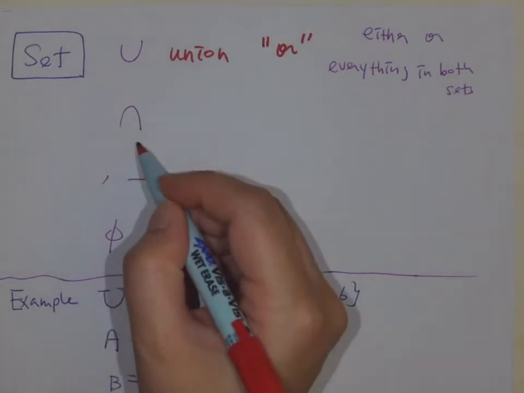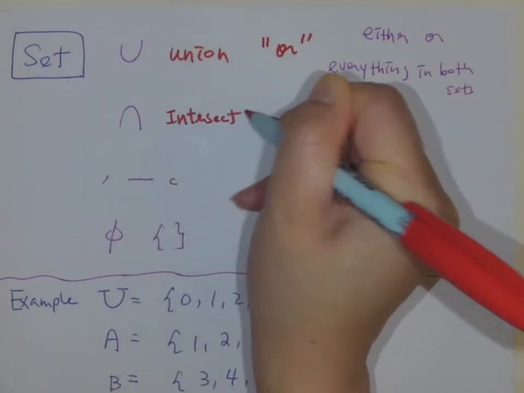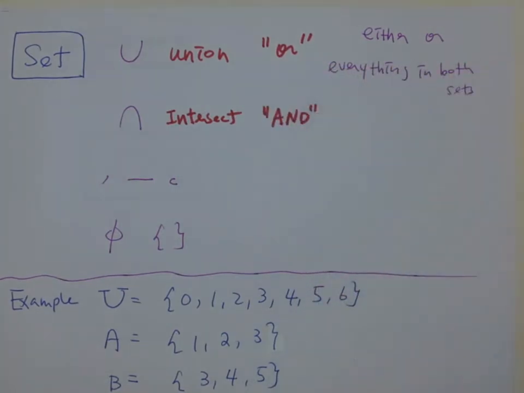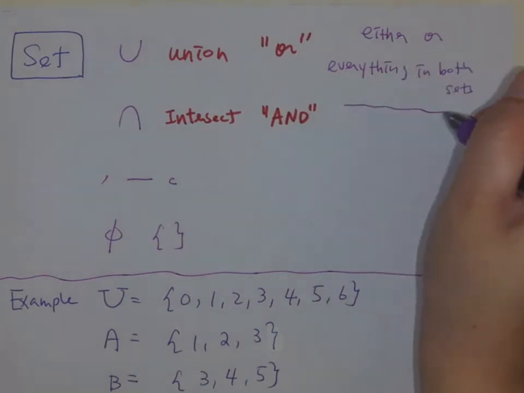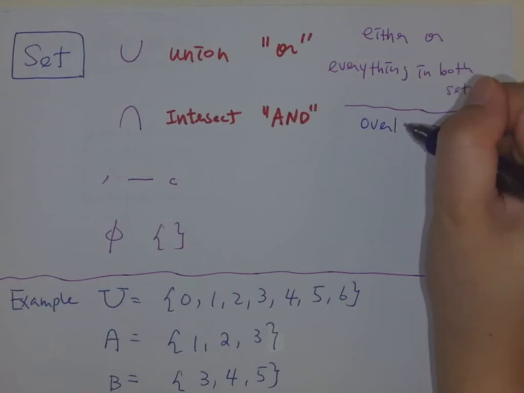If you have this shape, it means intersect. So the intersect keyword is "and". We are focusing on getting the overlapping part of the two sets.